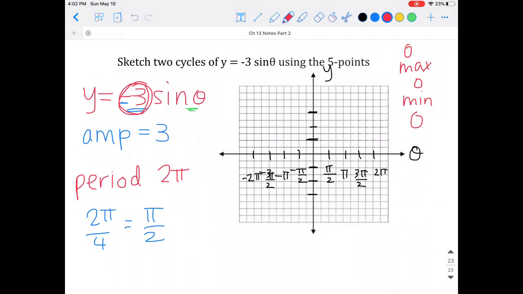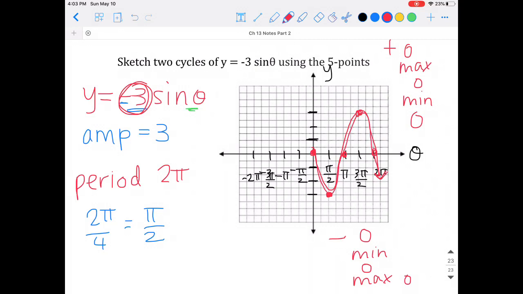That's if it's positive. Now if it's negative, this pattern just flips. So if it's negative, we go from 0 to the min, to 0 to the max, back to 0. So our pattern is just flipping. We're still starting at the origin always for our sine functions. So now from 0, we're going to the min, which is negative 3, back to 0, to the max, and back to 0. So we can sketch out the right side of our graph, something like this. So that's the right side of our graph.